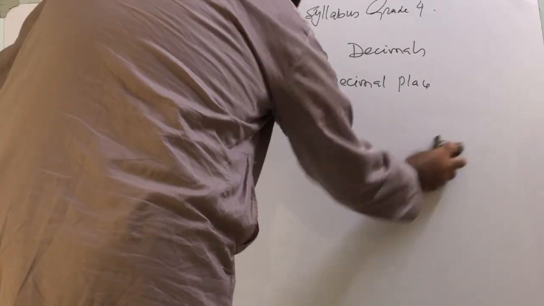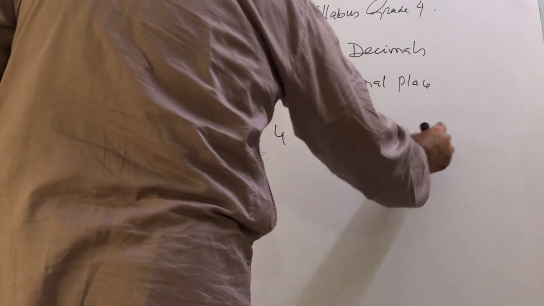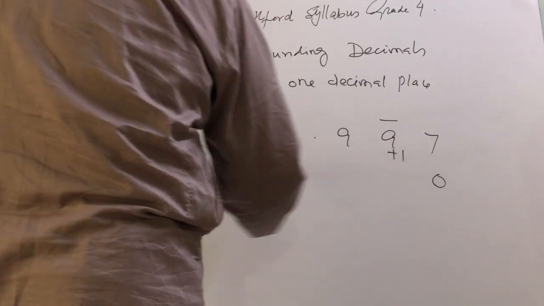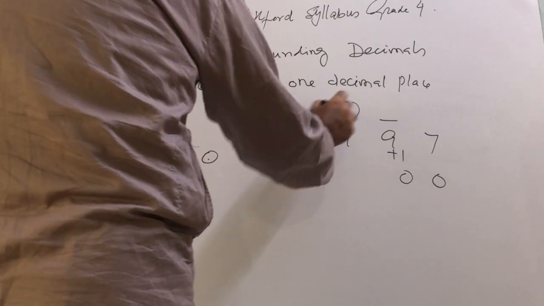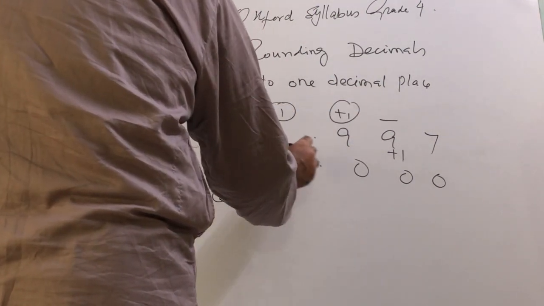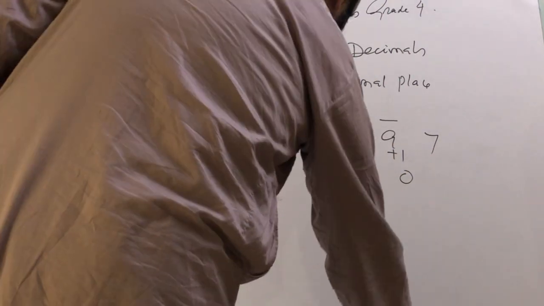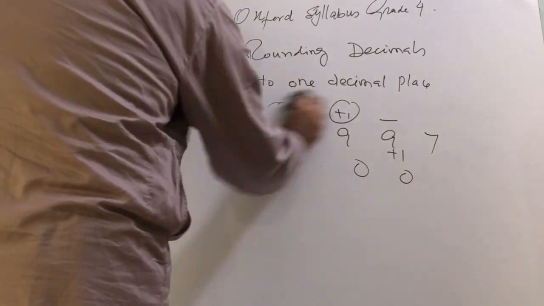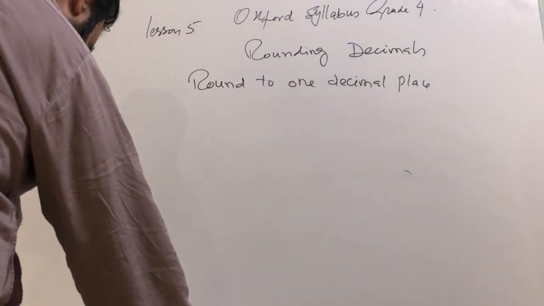Now part D says 4.997. This is hundredths. No need for this. This is greater than 5. Add 1 here. 9 plus 1 is 10. 0 will come here, 1 will be carried forward. 9 plus 1 is 10 again. 0 comes here, 1 will be carried forward. 4 plus 1 is 5. So remove this one. 5.00. These are two places after the decimal. This is the answer. 5.00 is equal to 5. You can write 5 or you can write 5.00. Both are correct answers. So this is how we have done this.